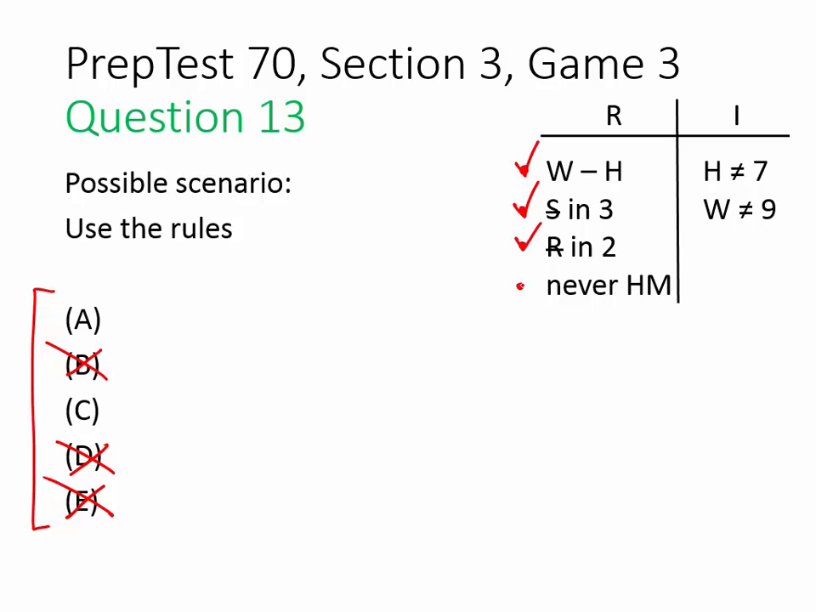And finally, we cannot have H and M in the same theater. In A, we have H and R, so we're okay. In C, we have H and M on screen 2. So C is out, and A is the correct answer.